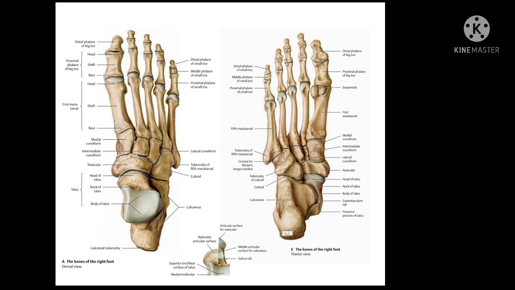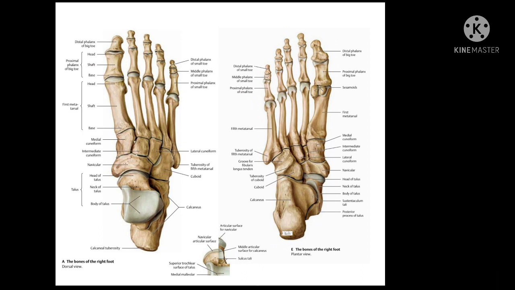The head of the metatarsals articulate with the base of the corresponding proximal phalanx to form metatarsophalangeal joint. Each of the metatarsophalangeal joints is a synovial joint of ellipsoid variety.